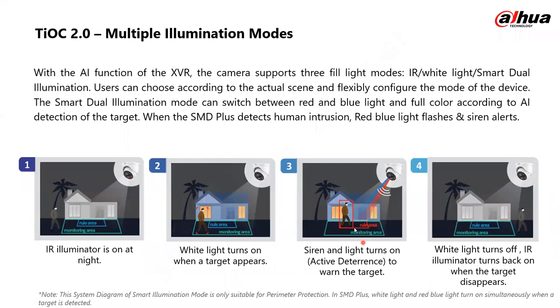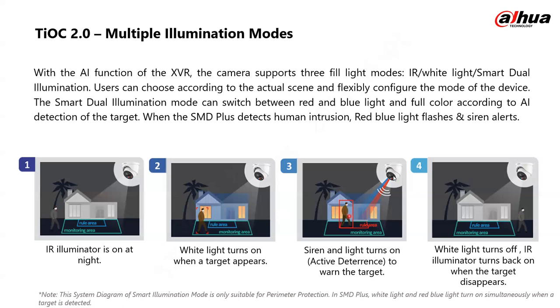Now, if the intruder gets into this rule area, the camera will activate the warning lights, that is the blue and red strobe lights, at the same time projecting an alarm sound. This is what we call the deterrence ability of this camera when it comes to intrusion. Once the individual gets outside the two sections, the rule area and the monitoring area, the camera automatically switches from the IR and white light back to the IR mode, going back to black and white imaging, just like the first instance that we have here.